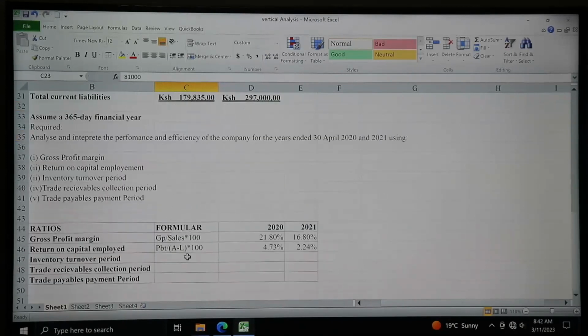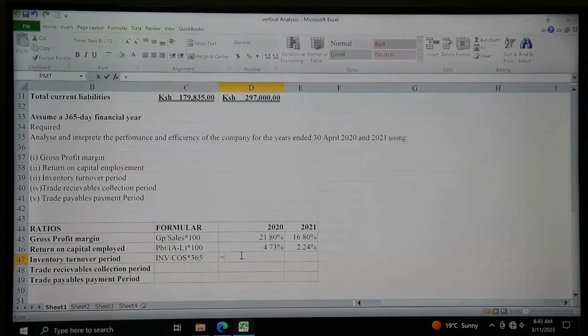Then this is where we compute our work. To get this inventory turnover period, that is for daily, we want to see on a daily basis what the inventory turnover will be. That's why we are told to assume 365 days for the financial year. Then we simply say that here we'll take inventory, then we divide by cost of sales. It's approximate purchases, eh? Then we multiply by 365 because we want to get it for the day, 365 as was given there.